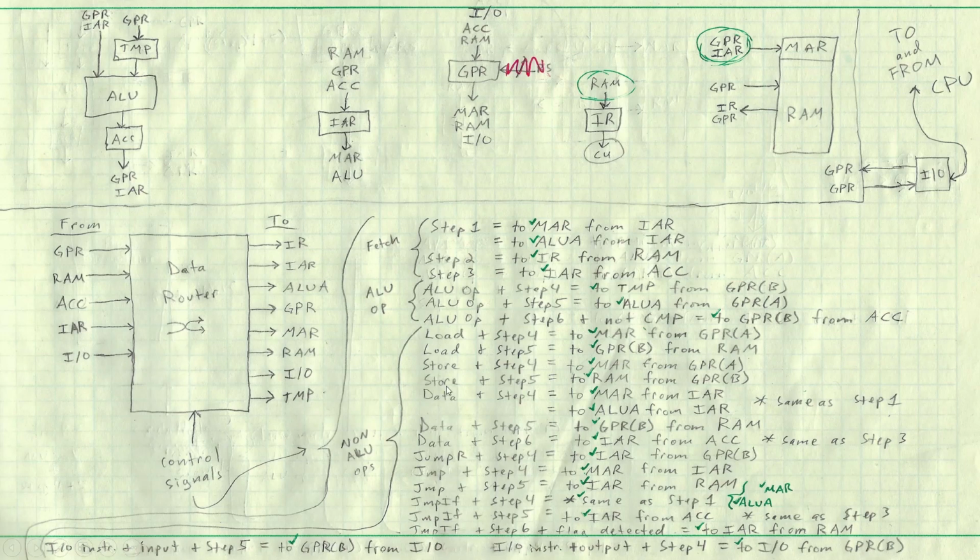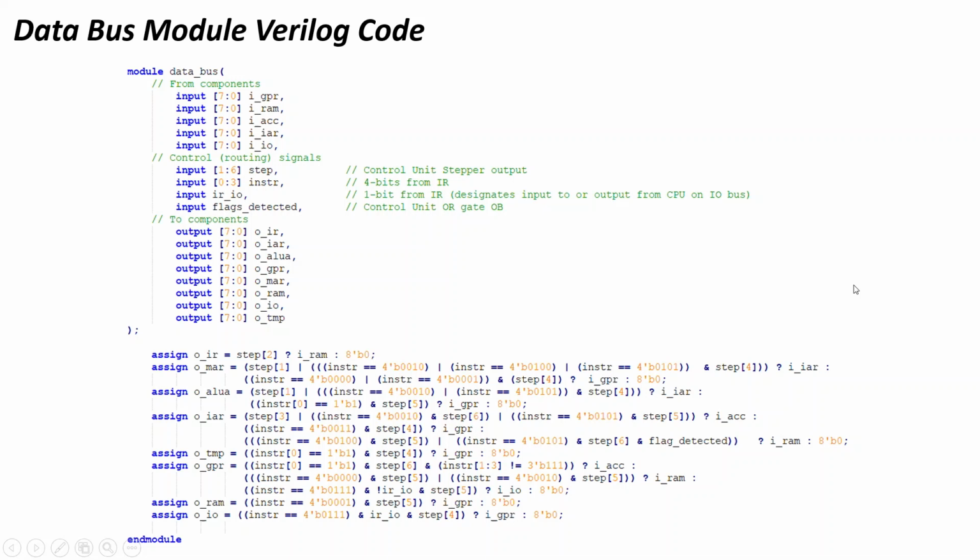Here are all the control signals and when they're supposed to activate. So basically this is how I know that it's the step and the operation that controls the data. And here is the data bus module. It's simply a combinational circuit. There are no registers or Verilog regs in here. All the inputs are driving the outputs based on input control signals.